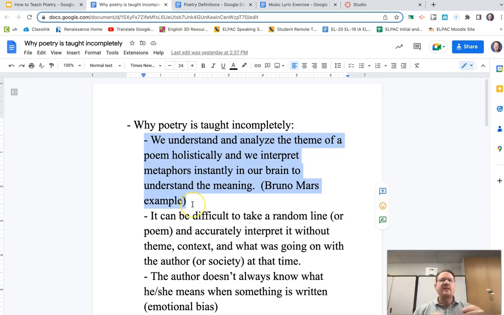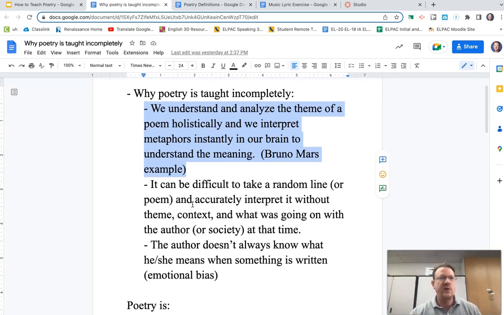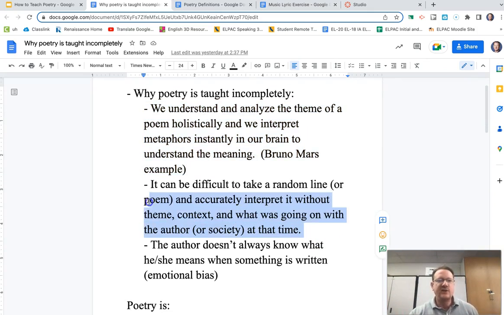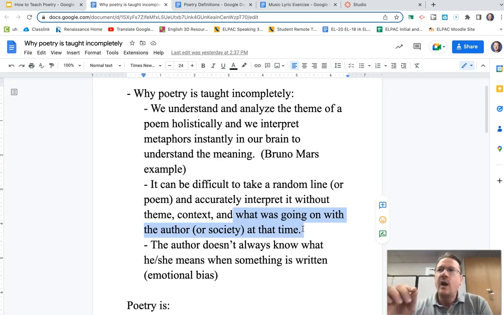So I said that's why sometimes we're asking students to analyze individual lines, which is not how we tend to understand poetry, because we understand it holistically, right? And I mentioned it's difficult for people to take a random line and accurately interpret it without theme, context, and what I think is the most important part, what is going on with the author and society at that time. And I'm going to get to that later, because I bring that up a lot when it comes to poetry. And again, when I mention poetry, I'm including music. I want to make sure that's clear. Not only including it, it is kind of the focal point of this.